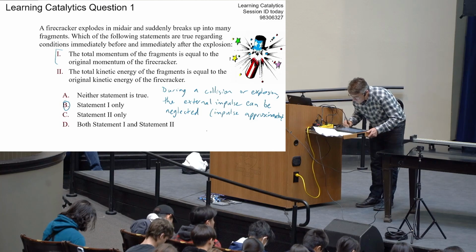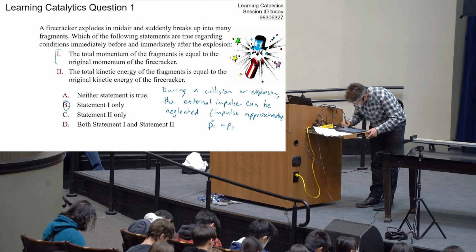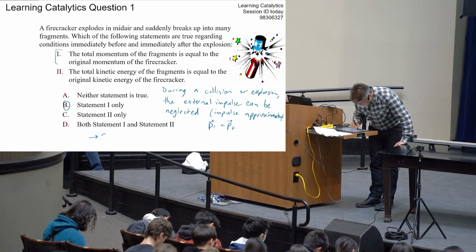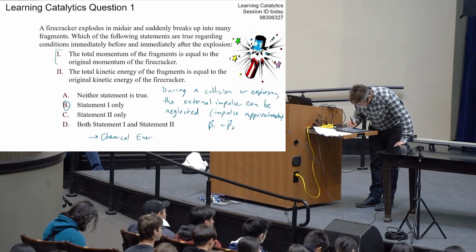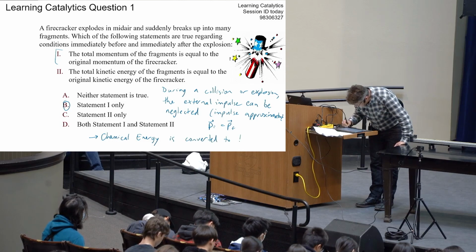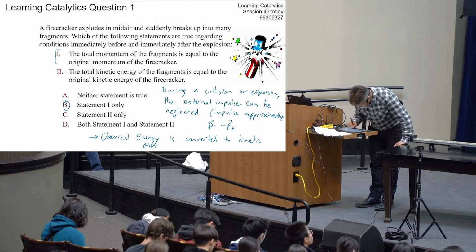So we say that P initial, which is a vector, is equal to P final. There's no external impulse. But I will just say that the chemical energy of the gunpowder is converted, this is what kills you, to kinetic energy of the fragments.